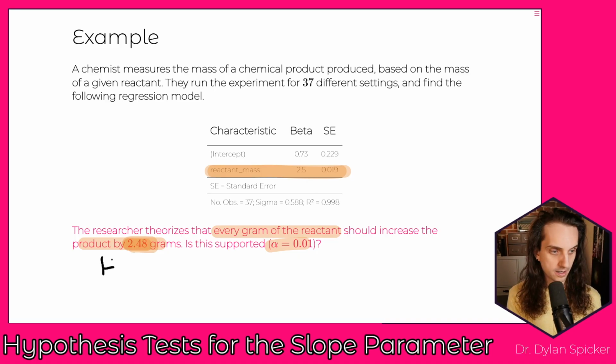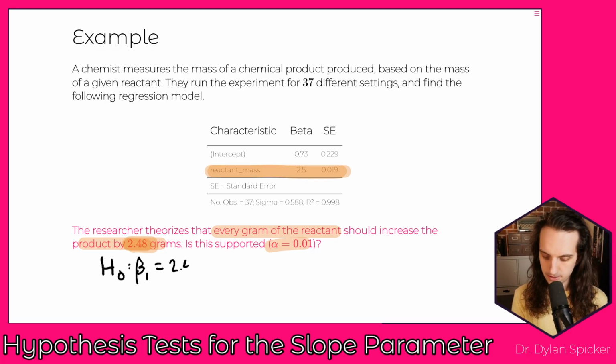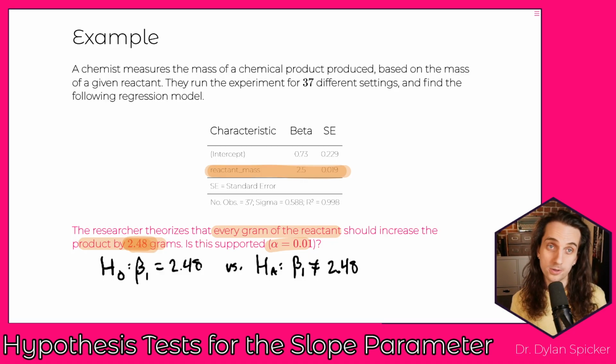We can say that our null hypothesis is that beta 1 is in fact equal to 2.48. We'll take the alternative to be that it is not equal to 2.48. As a result, we want to run through this hypothesis test here. So what are we going to do?